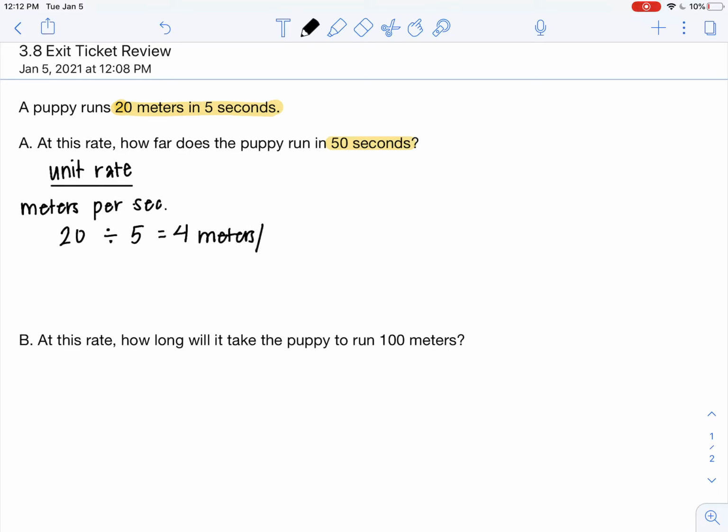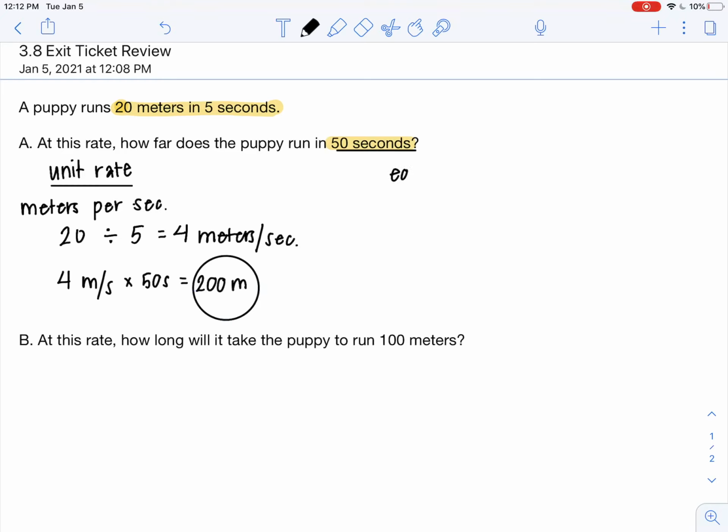Now, because I know the puppy is running 4 meters per second, and I know the puppy is running for 50 seconds, I can simply multiply 4 meters per second times 50 seconds, and I know that in those 50 seconds, the puppy will run 200 meters. So that's my final answer. Pretty simple. Just found the unit rate and then multiplied.